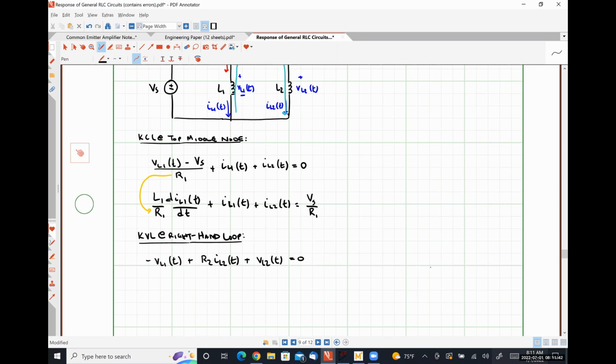And what I'm going to do now is move my VL1 term to the other side of the equal sign. So that's going to give me VL1 is equal to R2 IL2 plus VL2.